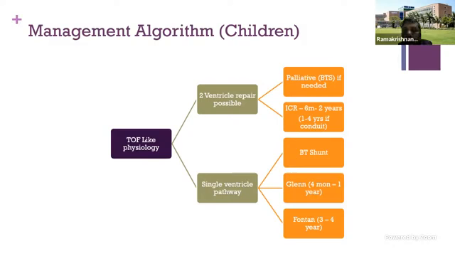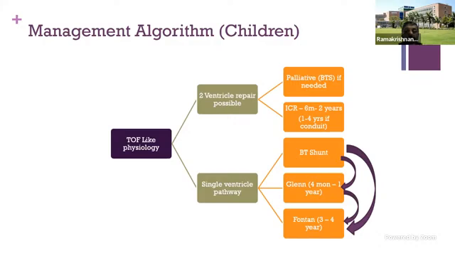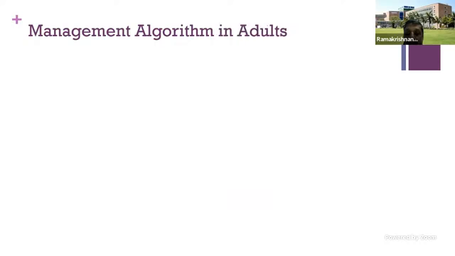Oftentimes we don't do a BT shunt. Not everybody needs a BT shunt. So the patient can directly go for a Glenn, and then rarely Fontan. And rarely we can send a patient from a BT shunt directly to Fontan. So this is the algorithm that we follow in children. That is the timings that have been given.